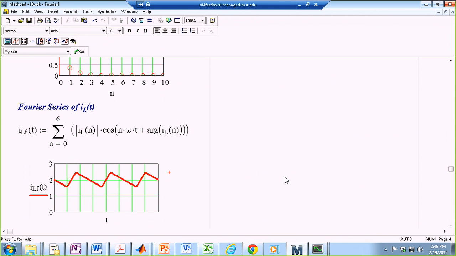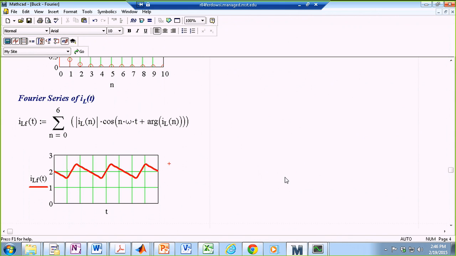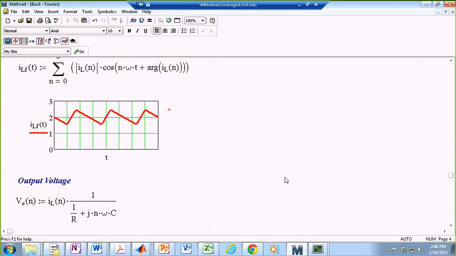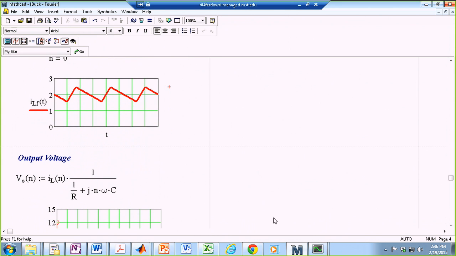All right. Now once we have the inductor current content, we can, for instance, look at the output voltage. Now in order to do the output voltage, look at here.